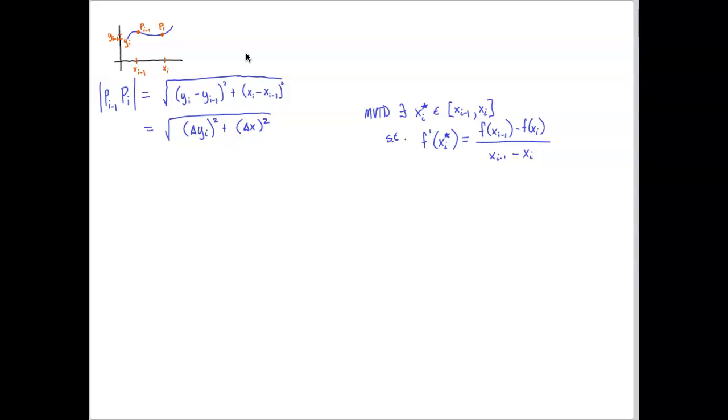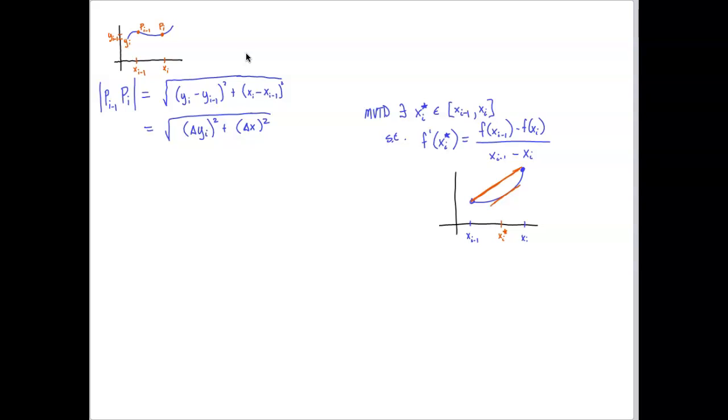And all that's saying, if you remember, it's been a while since we've talked about it, is that say that's our curve. There's some point, let's call it xi star, such that the slope at that point matches the slope between the endpoints. And that's true for any smooth curve, so any differentiable curve.